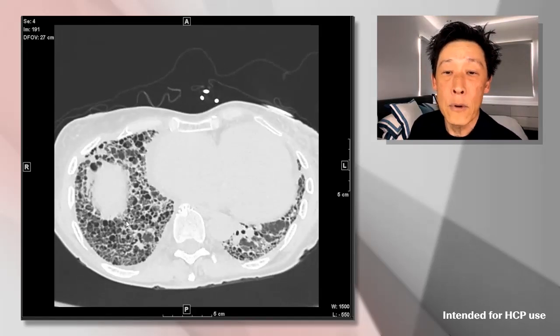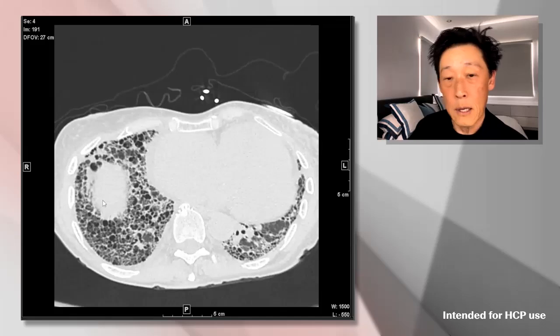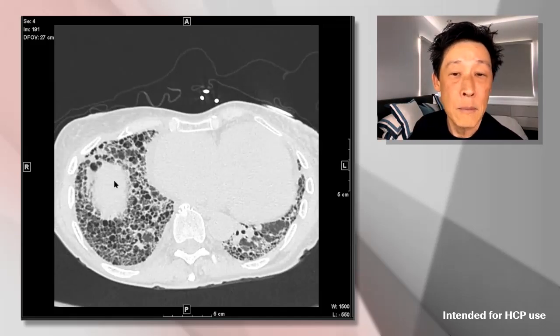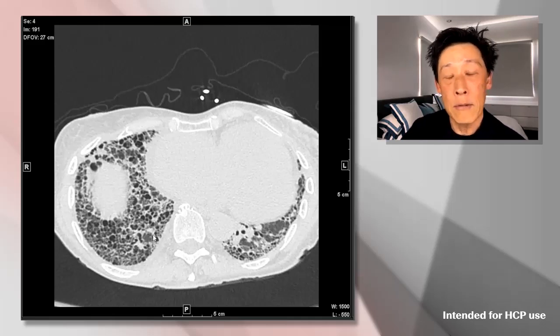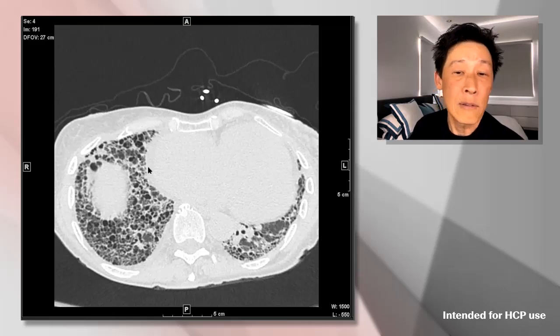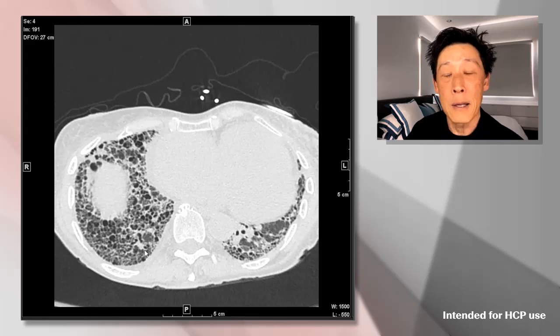Now, let's go further down, and just to orient you, we're at the level of the diaphragm. Here's the right hemidiaphragm. At this point, because we're at the basilar periphery of the lobes of the middle lobe and the lower lobe, you can see that there's extensive disease throughout, because essentially we're at the bottom edge of the lung. Here we can see reticulation, but we also see a lot of honeycombing.